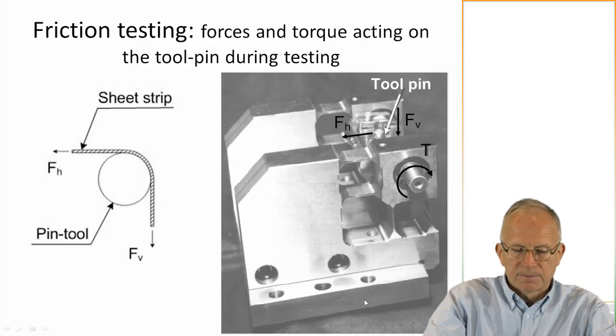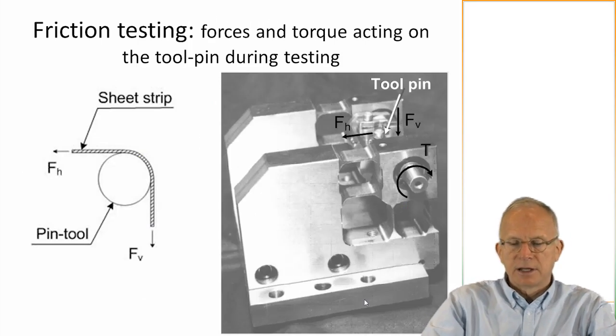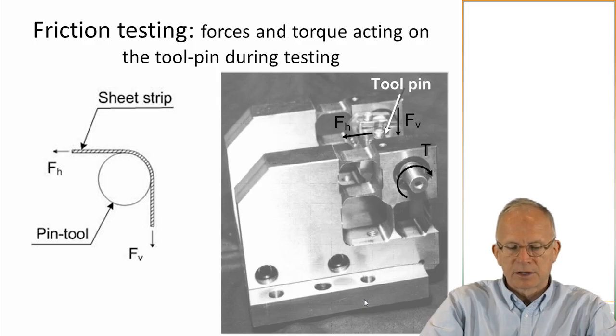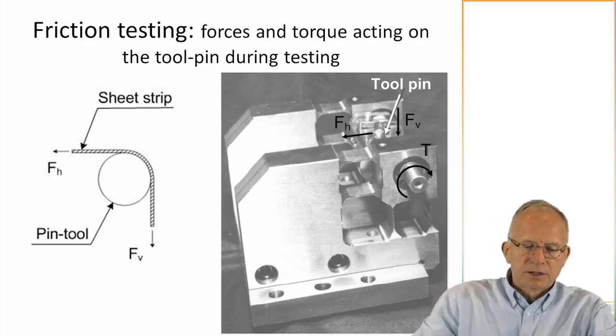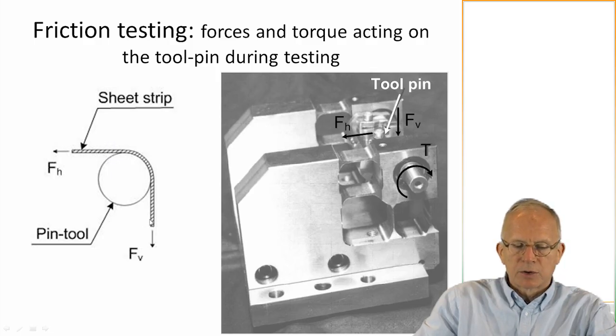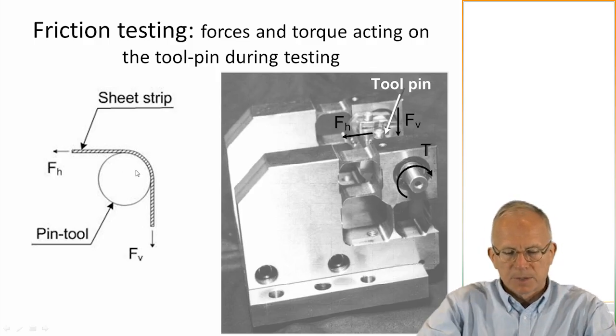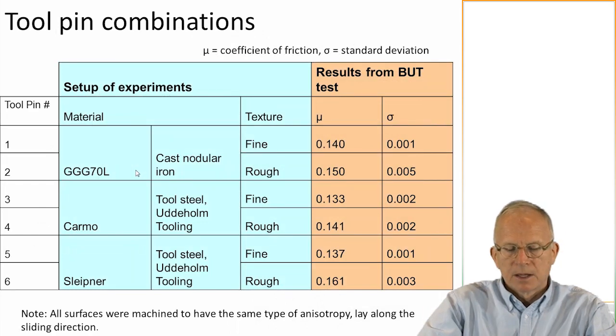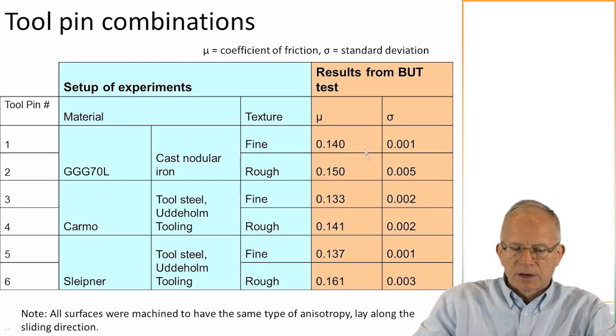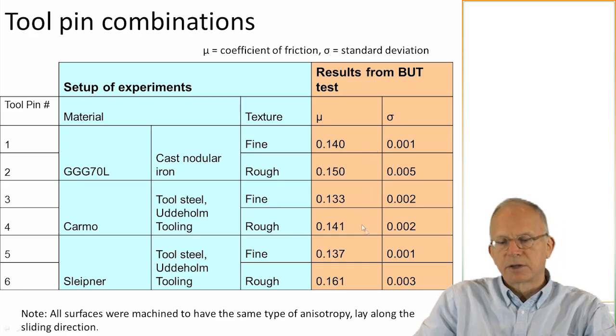And the friction is tested in this tester at the Danish Technical University. So here is the milled pin, and then the sheet strip is dragged across it under force, so that it's pressed well against the pin, lightly lubricated. So here are the different friction coefficients for all the different cases, and here is the standard deviation of the friction coefficient.